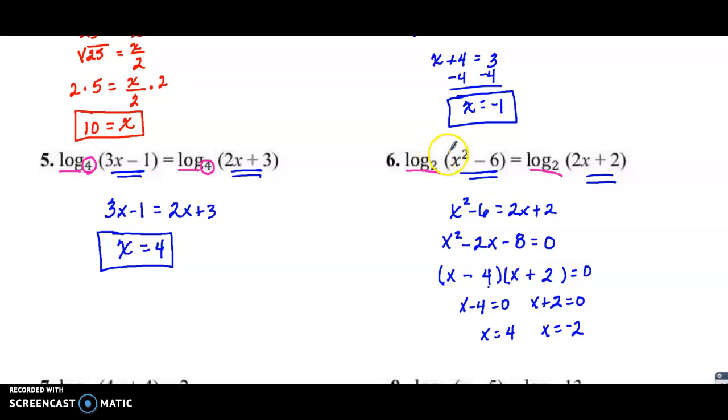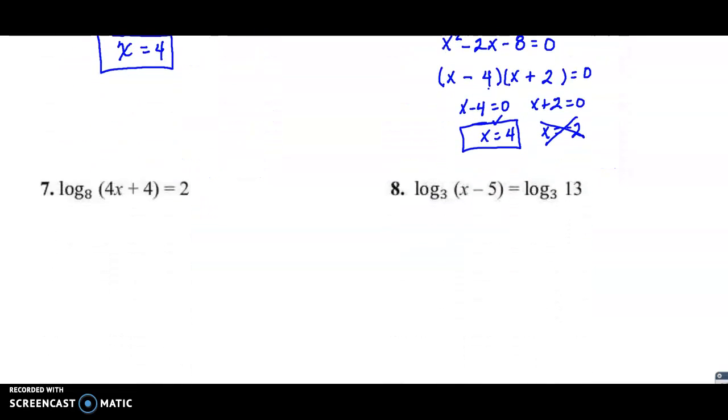When you take your 4 squared is 16, 16 minus 6 is 10, that's a good number. 4 times 2 is 8, 8 plus 2 is 10, that's a good number, so 4 is good. When I check my negative 2 squared, negative 2 times negative 2 is 4, 4 minus 6 gives me negative 2, not a good number. Throw that out. As soon as you figure out that it's not a good number, you don't have to check it on the other one. It doesn't matter if it works there or not. As soon as it doesn't work, you're done.